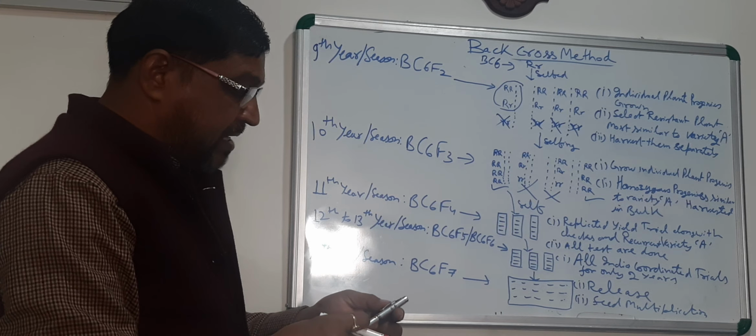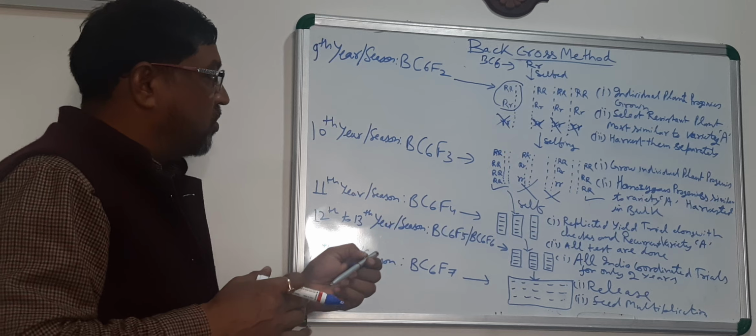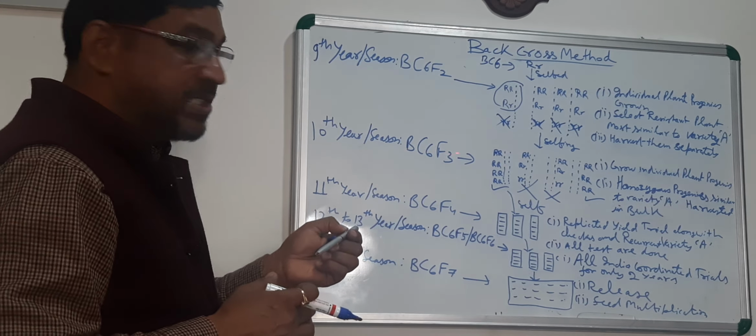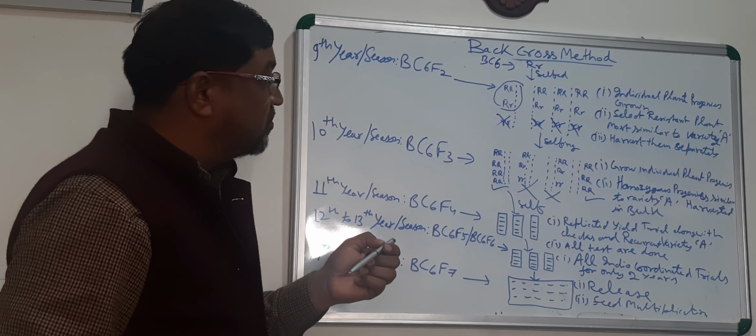To select resistant plants most similar to variety A, harvest them separately. Whatever plants you have selected, you harvest them separately, having selfed them. Now you are going to grow, in the 10th year, 10th season, BC6 F3. In BC6 F3, what is going to happen?